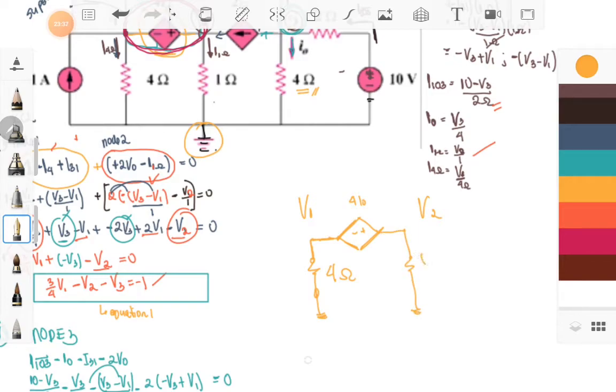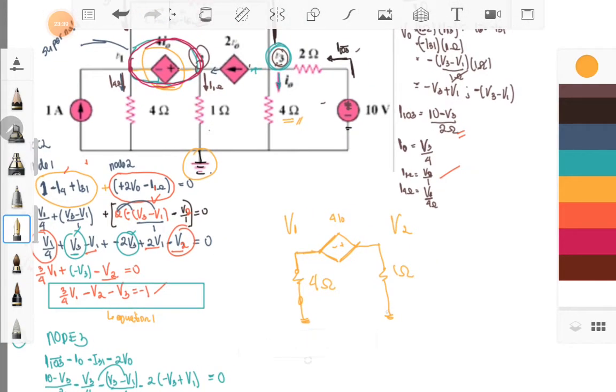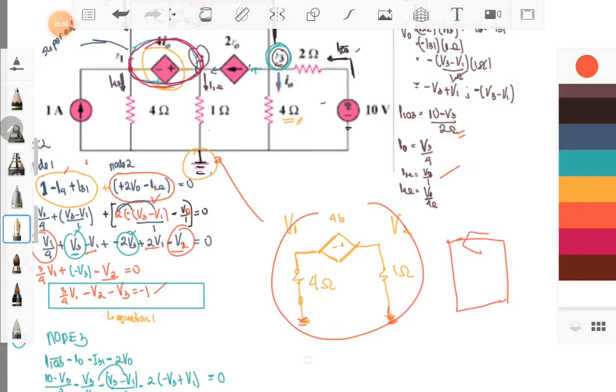Which has a 1 ohm resistor. Take note that this circuit, when I connect it to ground, is the same as this other circuit. Okay? They are the same.